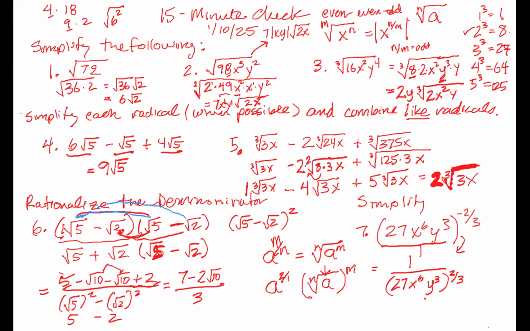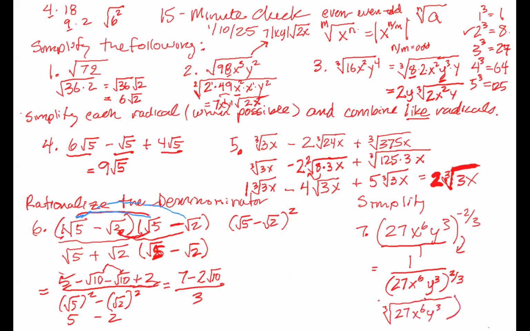In other words, for this problem, I can take the cube root of all these, evaluate that. So take the cube root of 27 x to the 6th, y to the 3rd, and then square that result. And I picked the cube root part first because a bunch of these are perfect cubes.